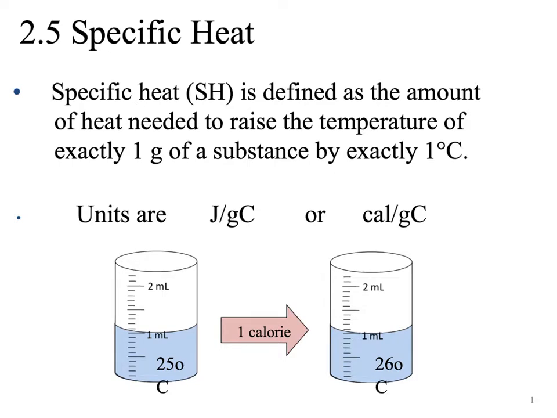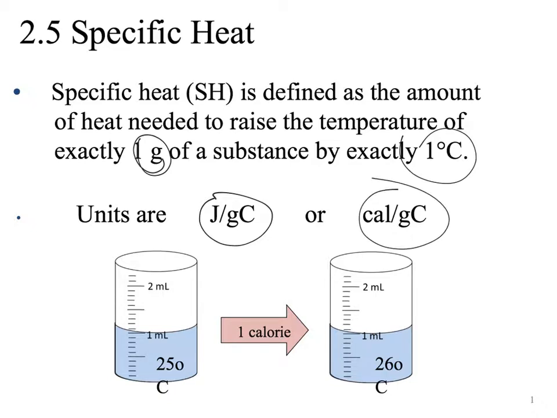The specific heat is defined as the amount of heat that is necessary to raise the temperature of 1 gram of substance by 1 degree Celsius. The units of the specific heat can be joules over grams per Celsius or calories over grams per Celsius.